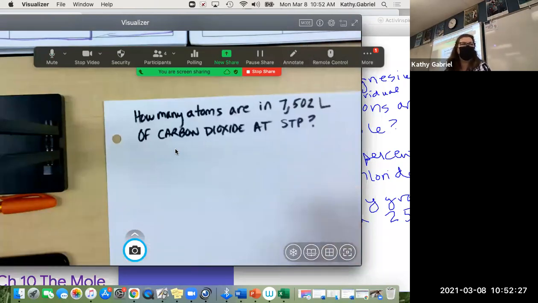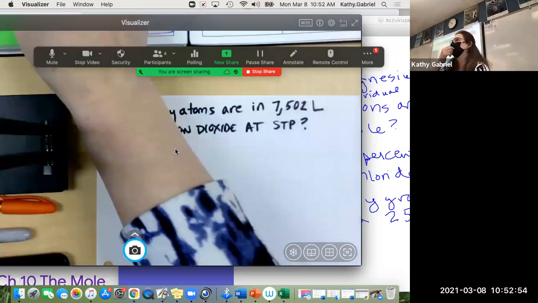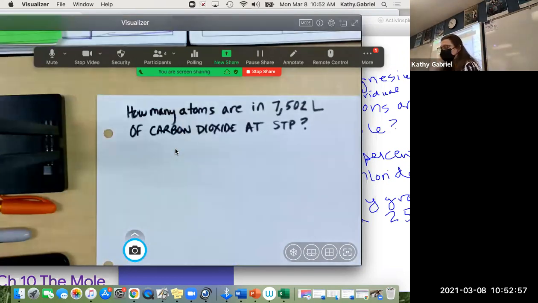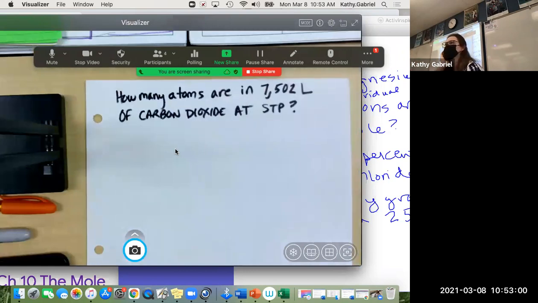Okay, can you read that? How many atoms are in 7,502 liters of carbon dioxide at STP? Okay, can everybody read that all right? 7,502 liters of carbon dioxide at STP. I want to know how many atoms are in the sample.